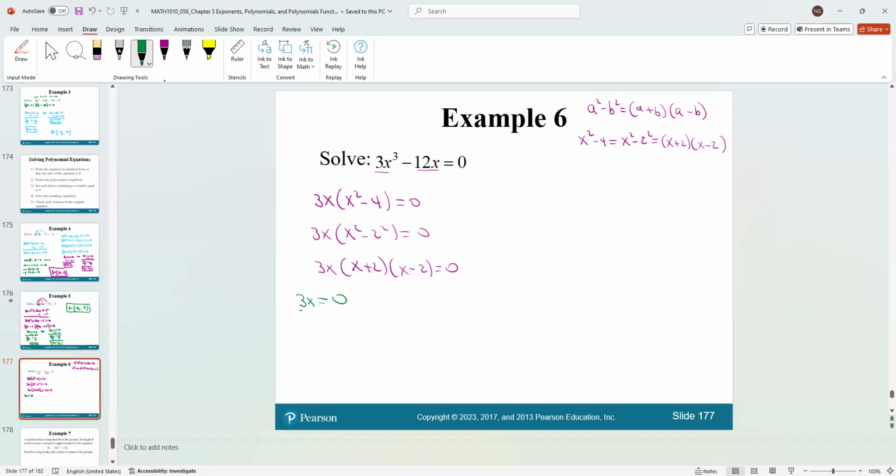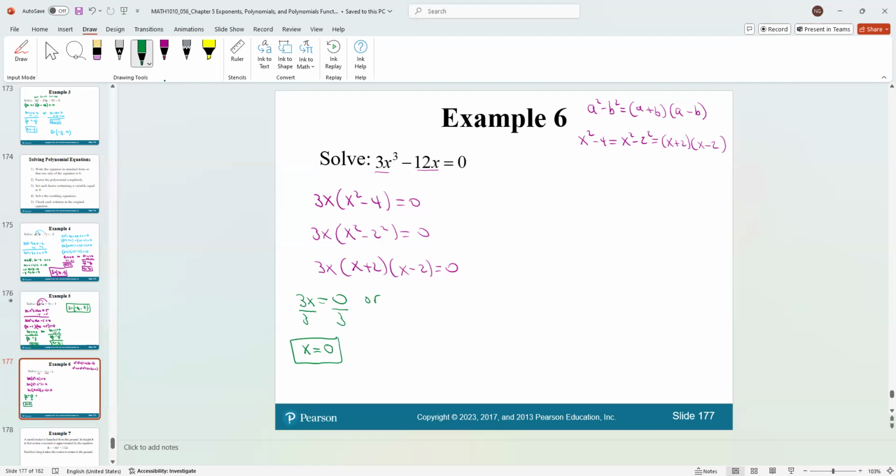Because I only need to solve for x, I divide both sides by 3. What is 0 divided by any non-zero number? Yes, it's 0. So 0 divided by any number that is not 0 is 0. But any non-zero number divided by 0 is undefined. You need to remember that.